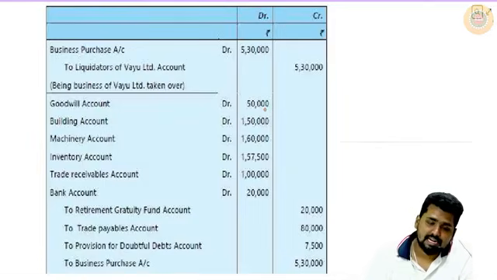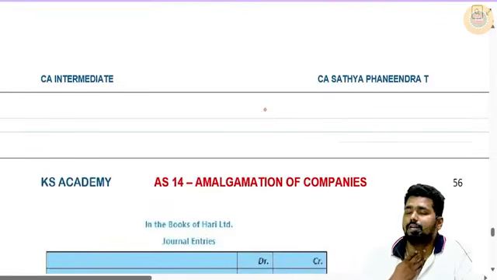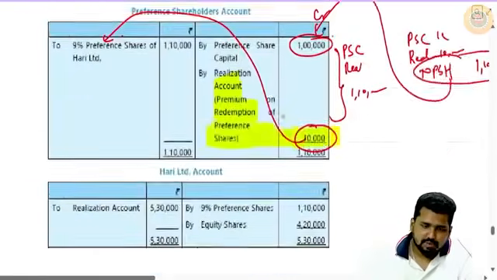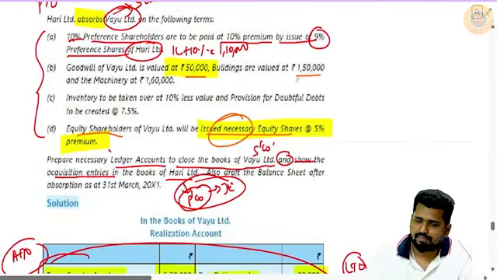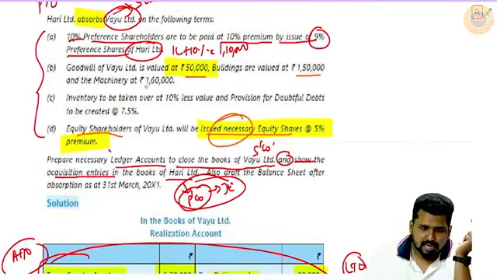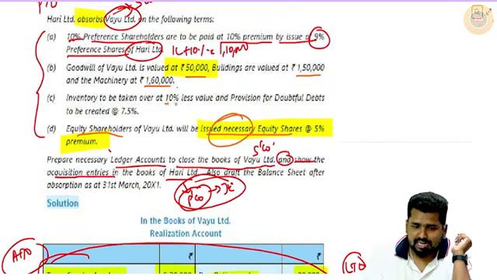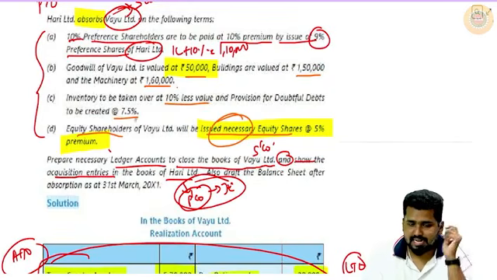For realization account you are not required to take agreed value. But for PC calculation, net assets method, we have to take agreed value only. Clear? So what are the agreed values as per the question? They have told goodwill should be taken at 50,000. Building should be valued at 150. So 50 plus 150 plus 160. Inventory should be taken as 10% less. PDD should be created at 7.5%.